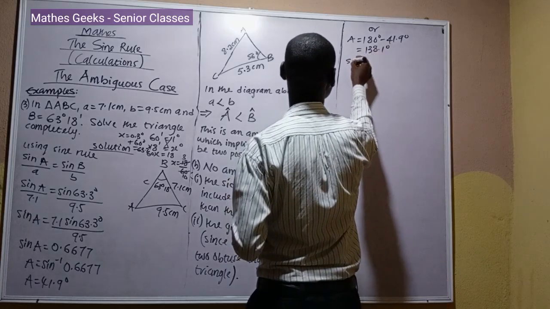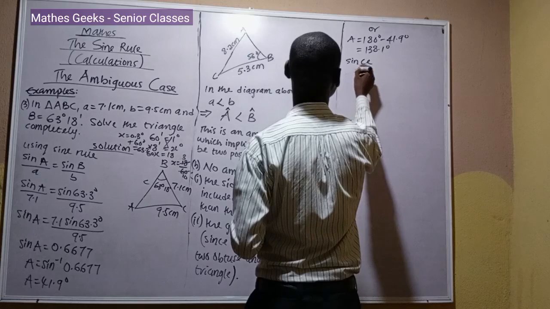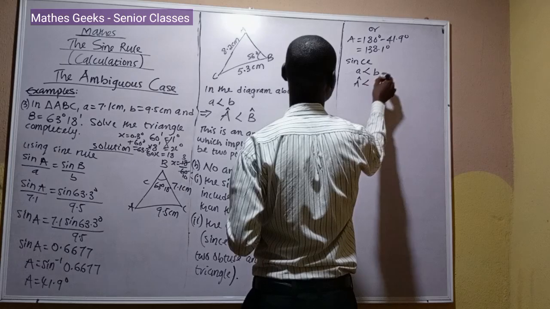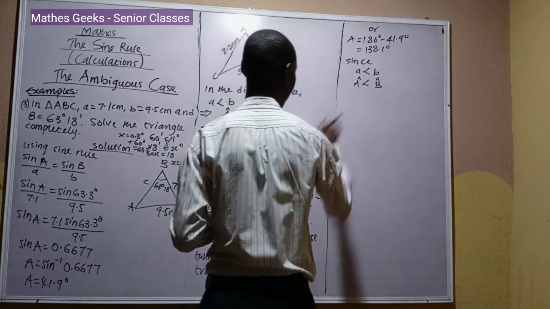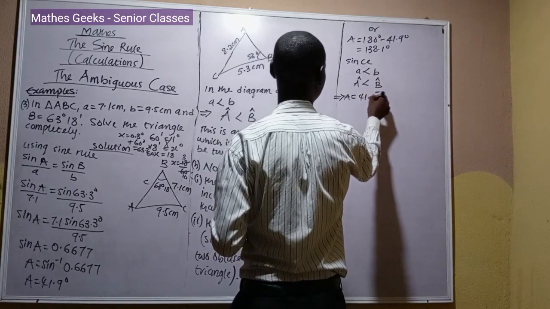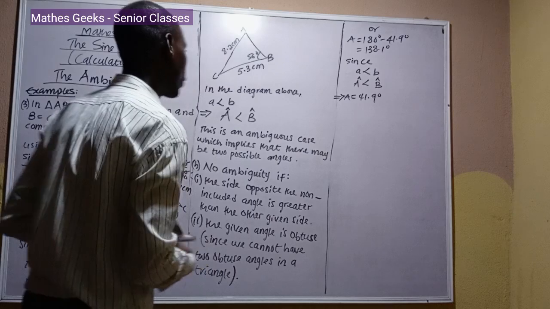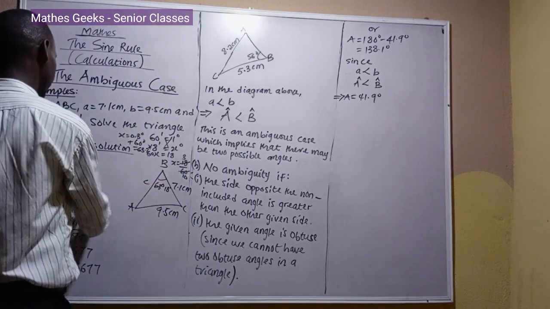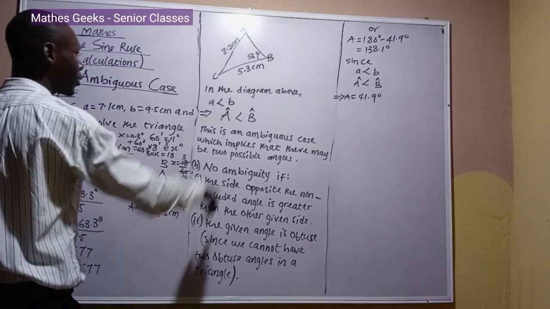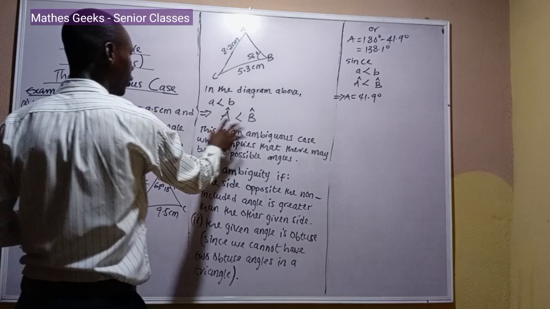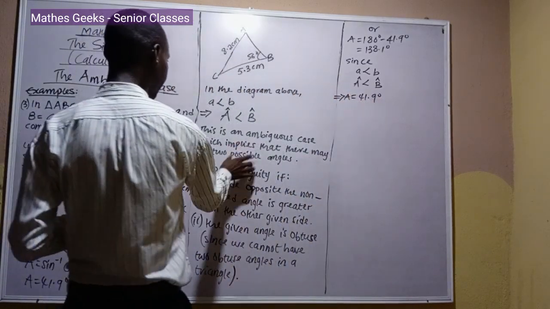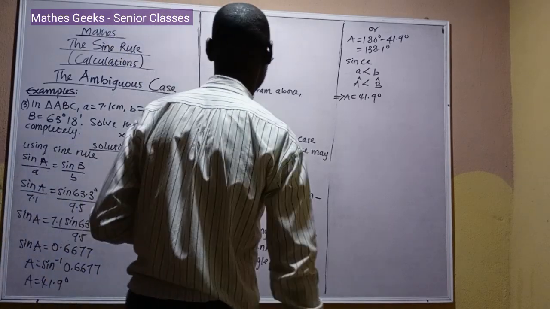So since A is less than B, which also implies that angle A is less than angle B, this implies that A is equal to 41.9 degrees. Why? Because B is not obtuse. B is 63.3 degrees, and 63.3 degrees is greater than 41.9 degrees, the acute angle. So we cannot get the obtuse angle of A for this reason. So our answer will be restricted to the acute angle only, which shows that we cannot get two possible angles for this.